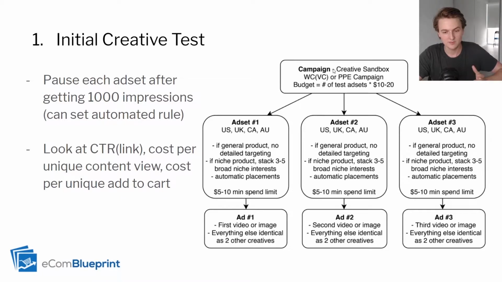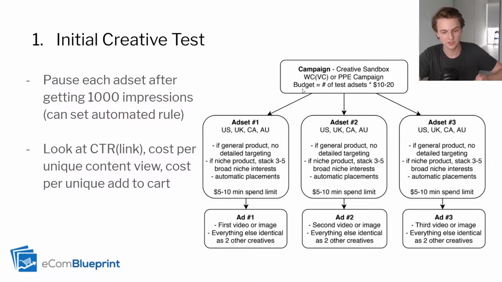And so what I've been testing lately instead for creative sandbox campaigns is a website conversions campaign optimizing for view content, so for VC. And so you just create a website conversions campaign, and then at the ad set level, it asks you to select your optimization event. You want to select view content. And so this is what I've been using for creative sandbox campaigns, website conversions, view content.